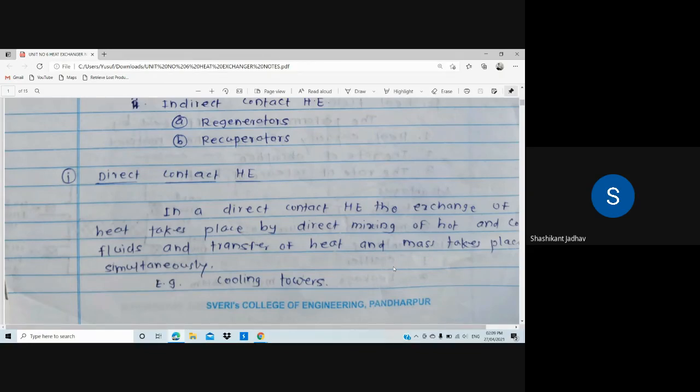Okay, so all of you write down the first, that is direct contact heat exchanger. Okay, so what is meant by direct contact exchanger? We already said direct contact मध्ये काय असणार आहे, whatever the hot fluid is there, whatever the cold fluid is there, because of these two fluids.